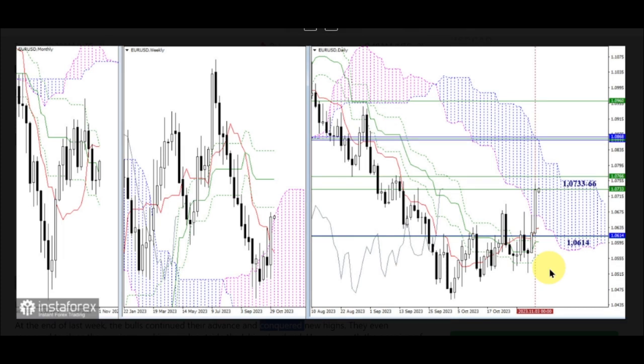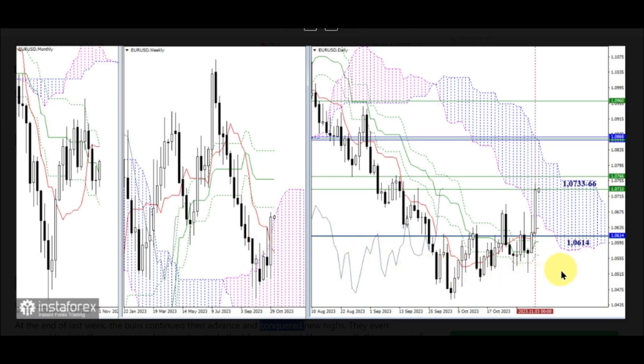At the end of the last week, the Euro bulls continued their advance and conquered new highs. They even managed to close the previous working week outside the Ichimoku cloud. However, with the opening of the 2 days trading, the upper boundary of the cloud changed its position and still affects the situation.